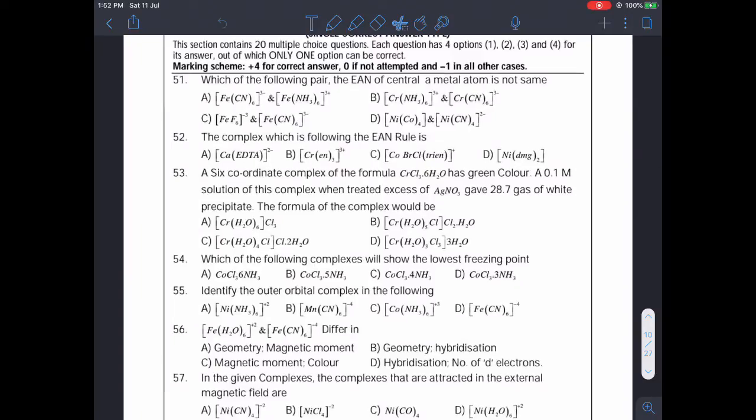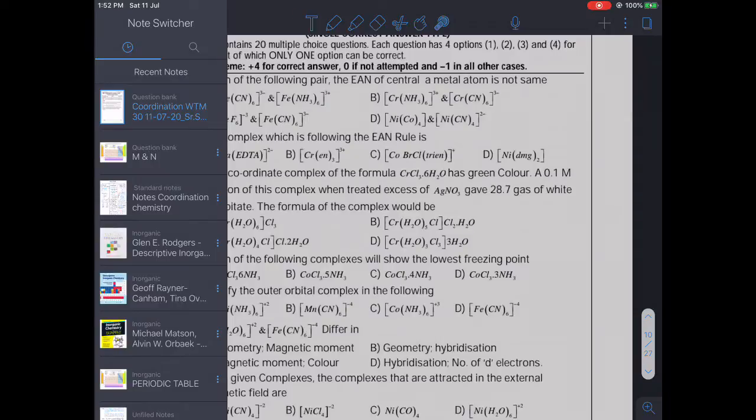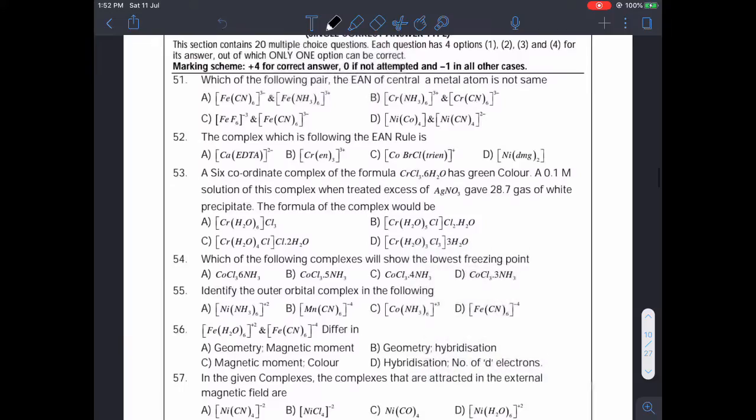So let's talk about the first question. What it says is: in which of the following pairs the EAN of the central metal atom is not the same. First of all, you know what EAN is? Effective atomic number is calculated by atomic number minus oxidation number of the central metal ion plus 2 into coordination number. So let's see the examples given here.